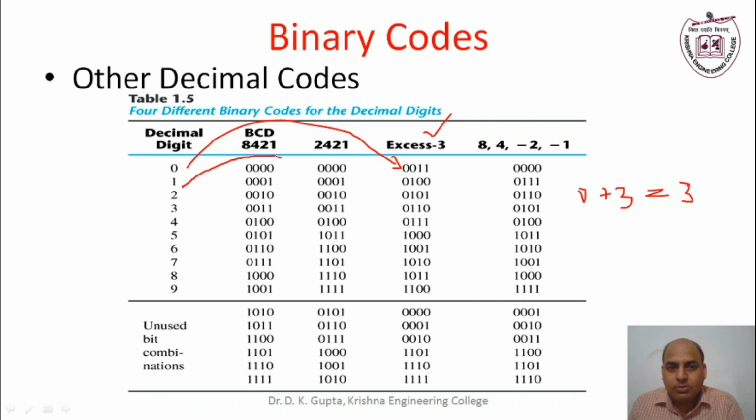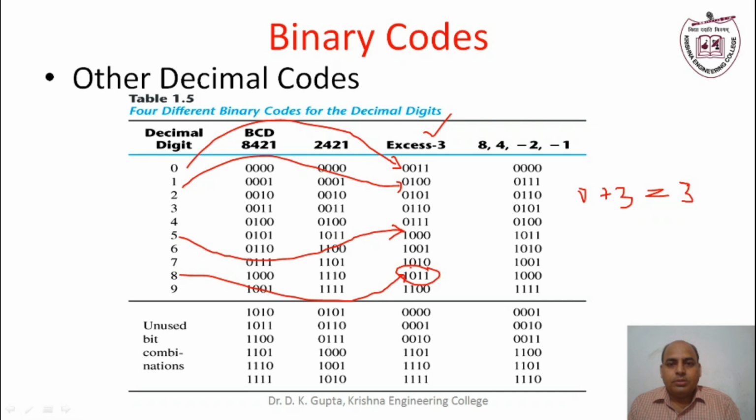1 plus 3 equal to 4. So here we have written 0100. 5, so 5 plus 3 equal to 8. So we can write here 1000, equivalent to decimal 5. 8, so 8 plus 3 equal to 11. So 1011 is the equivalent XS3 code for 8.